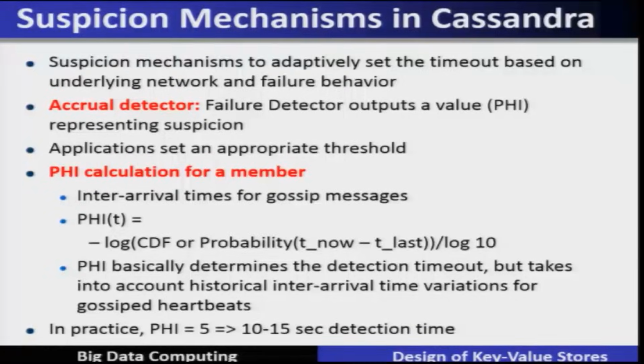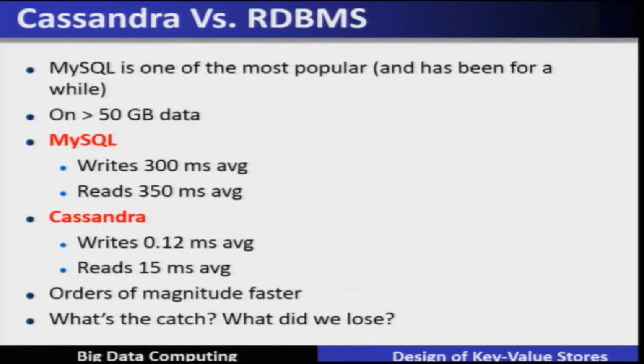Now, the suspicion mechanism which is there in Cassandra. The suspicion mechanism adaptively sets the timeout based on the underlying network and failure behavior. The accrual detector is the failure detector which outputs the value of phi, which represents the suspicion, and the application sets an appropriate threshold. Phi is calculated for a member from the inter-arrival times of the gossip messages, and in practice the threshold is 5, which is about 10 to 15 seconds of detection time.